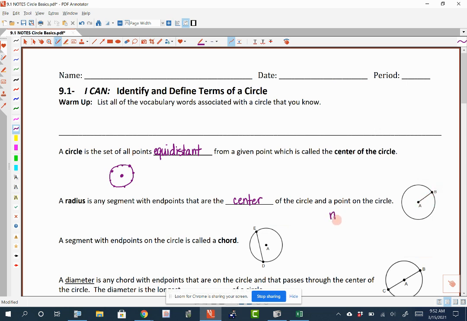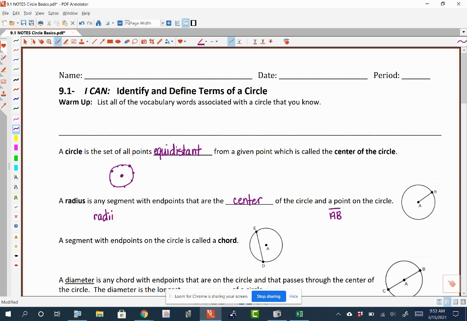This is a segment. So if you were asked to name a radius, we would want to say something like AB, segment AB. Or remember, those letters can be reversed. So remember, the plural of this is radii. So radii is spelled with two I's. That would be our plural form of radius.